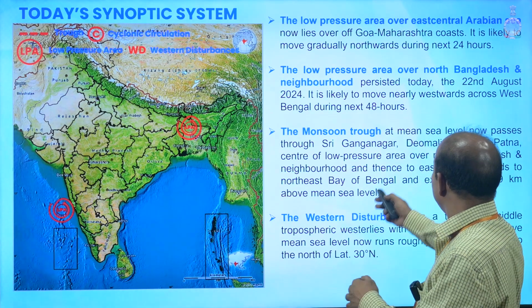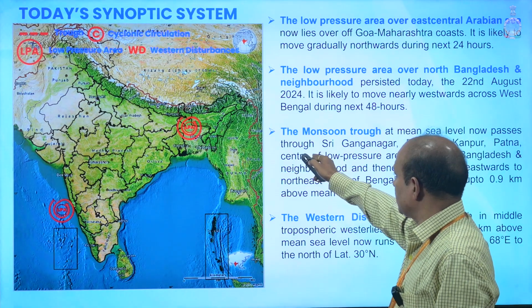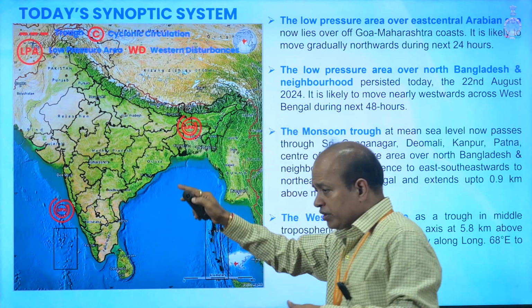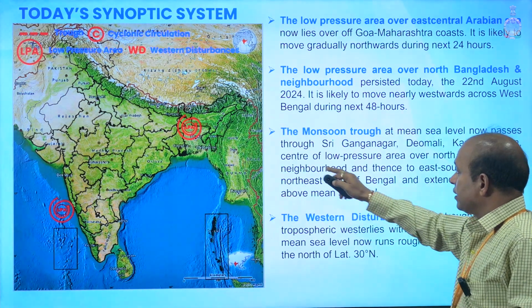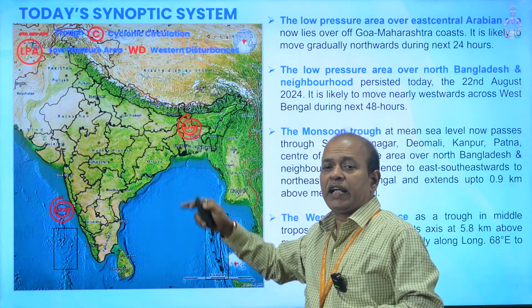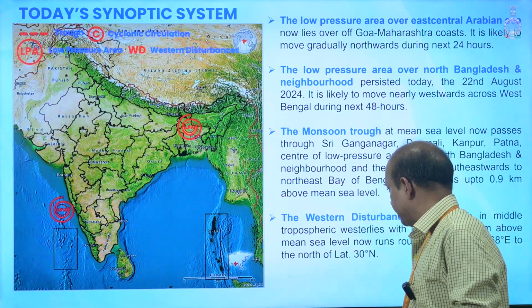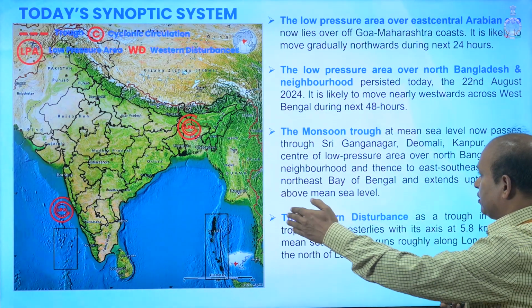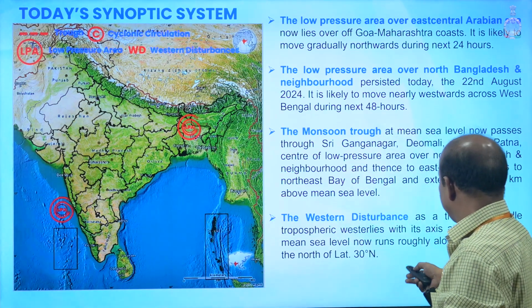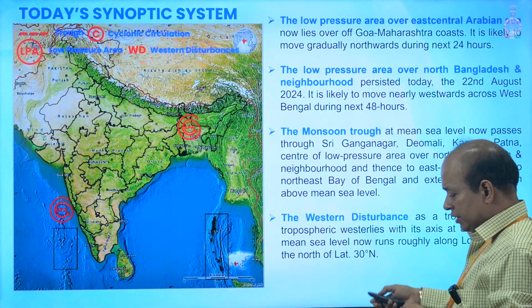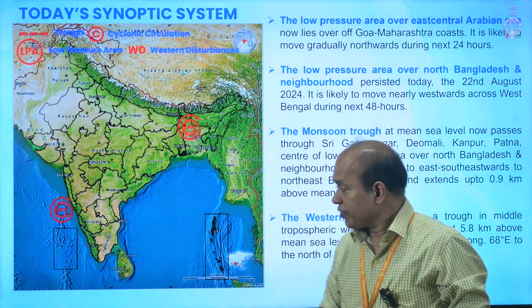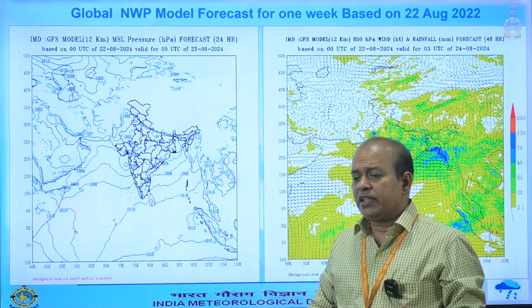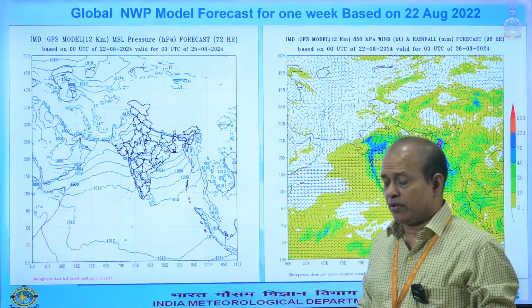In addition, the monsoon trough at sea level is passing through Ganga Nagar, which is a normal position, and on the eastern side again it is north of the normal position. Then another western disturbance is approaching, west of the Indian longitude, and it is likely to affect after a few days. So this is the major synoptic condition prevailing today, and we are running different models. Based on that we are preparing the forecast.